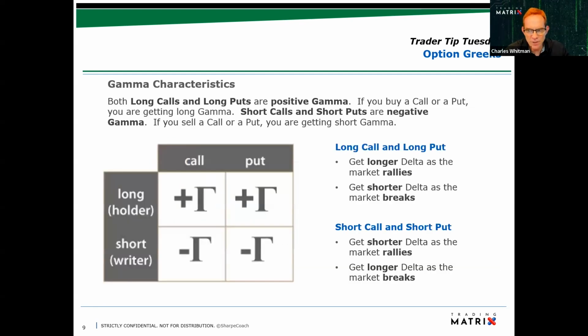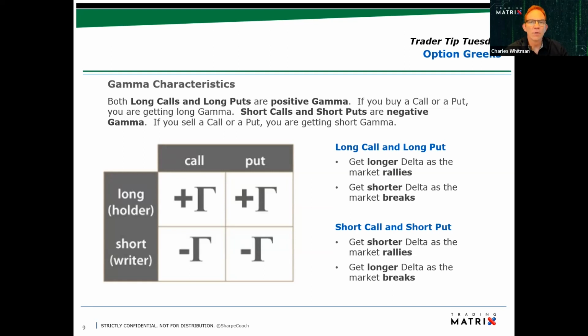So, gamma characteristics. Both long calls and long puts have positive gamma. If you buy a call or you buy a put, you're getting long gamma. Short calls and short puts have negative gamma. If you sell a call or you sell a put, you're getting short gamma. With long calls and long puts, you get longer deltas as the market rallies and shorter deltas as the market breaks.